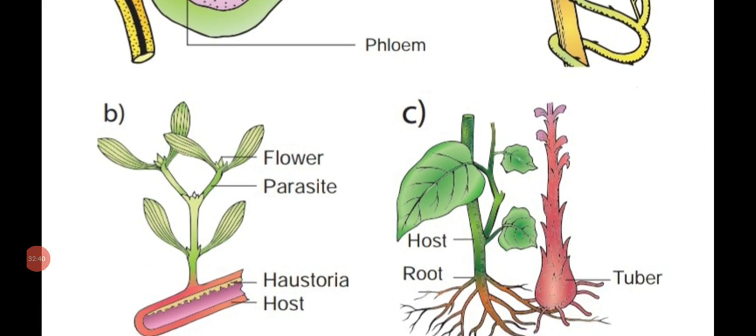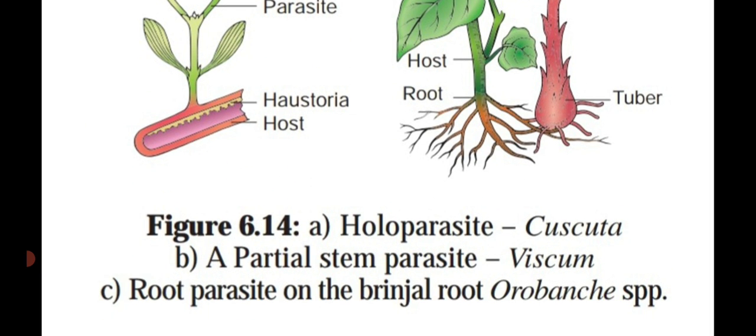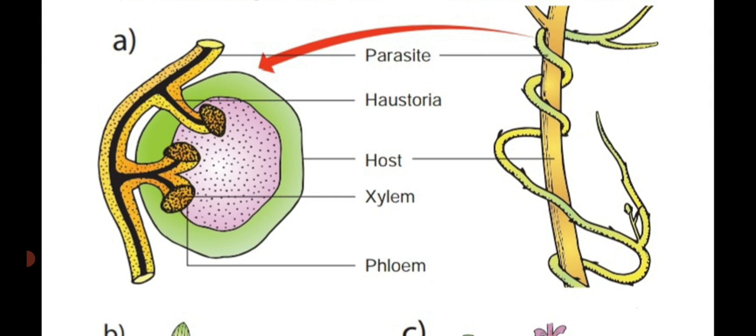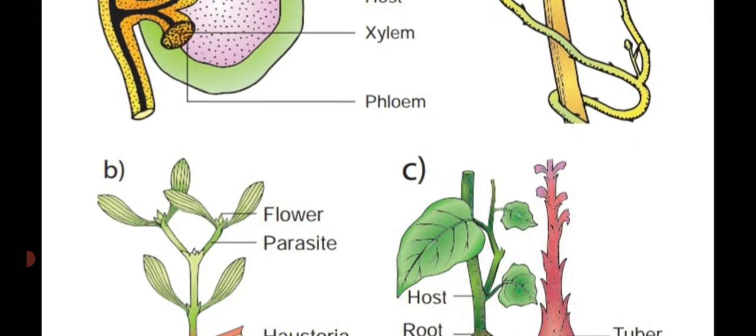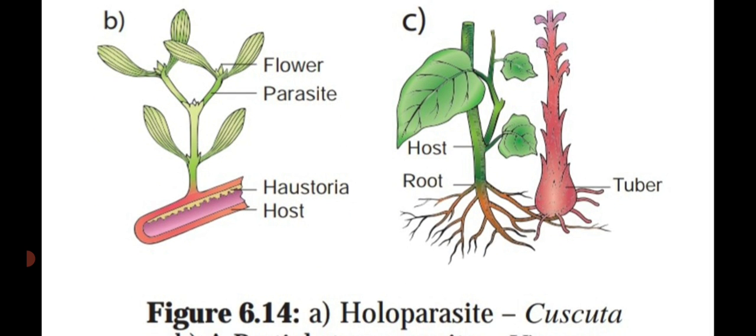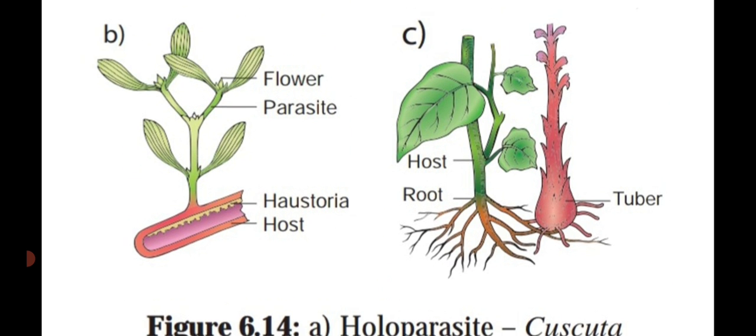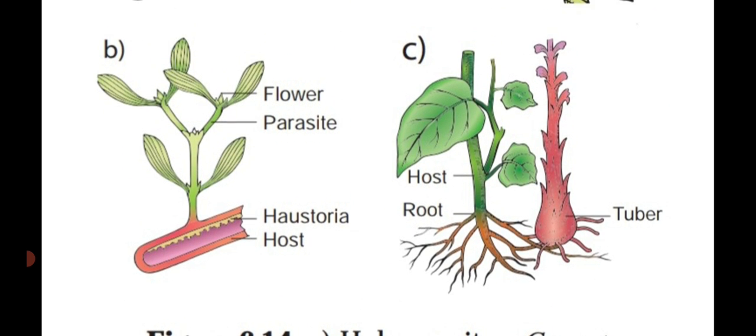Dear students, some other examples are also given here. Holoparasite, the total parasite example, Cuscuta. We have seen the first diagram, A. The second one is B. B is said to be the partial stem parasite. Partial. That means at the base, the pink color is said to be the host plant. On top of the host plant only, the parasitic plant is living. That is said to be Viscum.